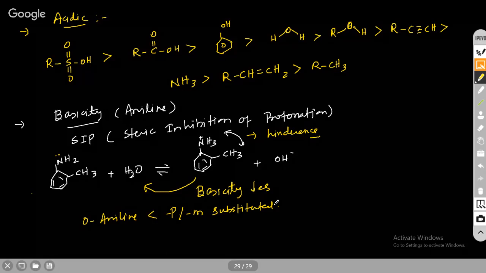Ortho substituted benzoic acid is more acidic, but ortho substituted aniline is less basic. That is why, when H plus adds over here, that is nothing but the protonation of this compound. Because of this hindrance, the protonation is hindered, and that is why we call it steric inhibition of protonation. Is it clear? Steric inhibition of protonation. Got it?